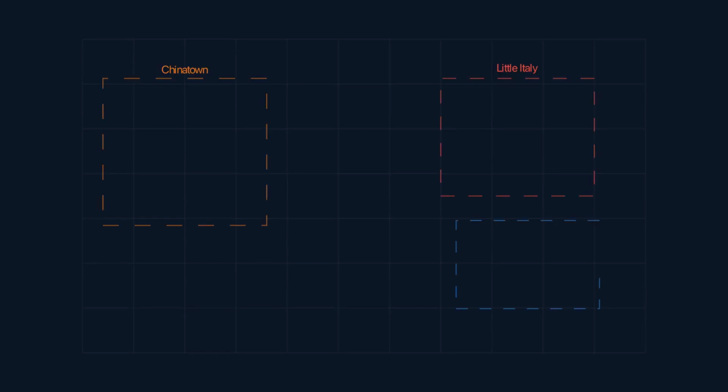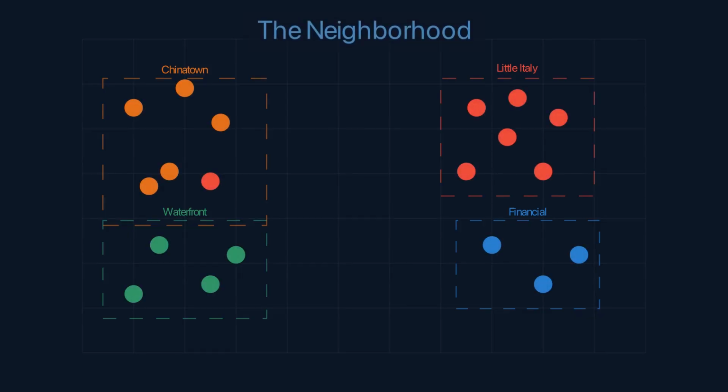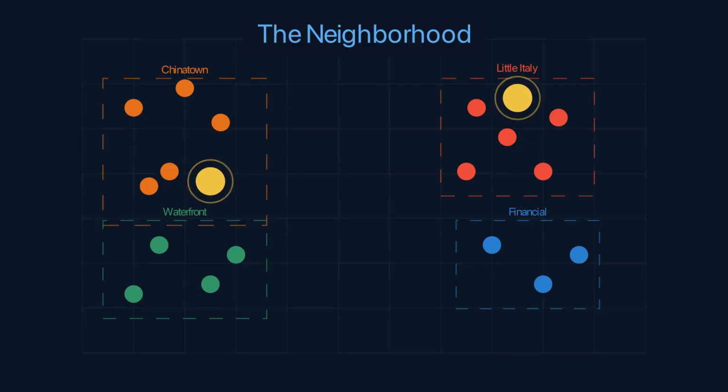A city with 1,000 restaurants. Each one has a menu, a price point, a location. Two Italian restaurants sit on opposite sides of town, one in Chinatown, one in Little Italy. Their menus are nearly identical: bruschetta, ossobuco, tiramisu, espresso. If you read only the menus, they're the same restaurant.